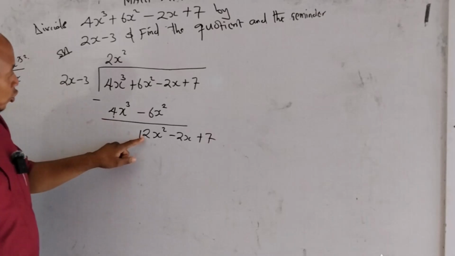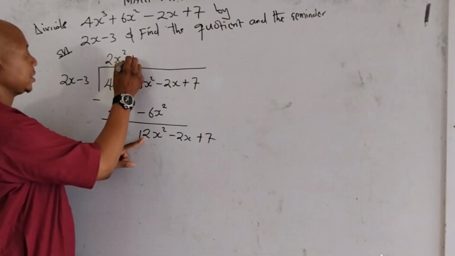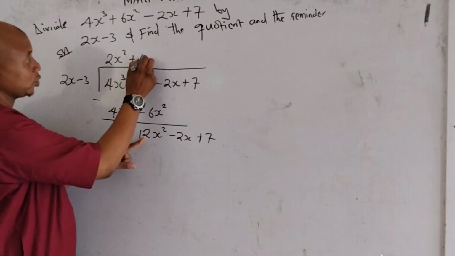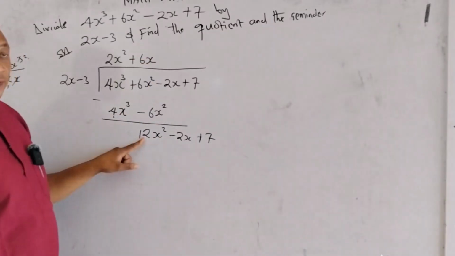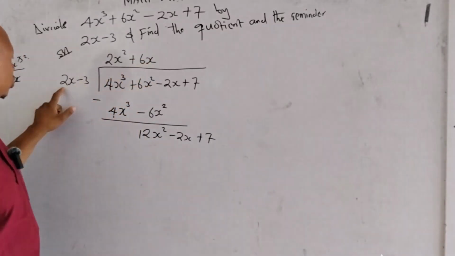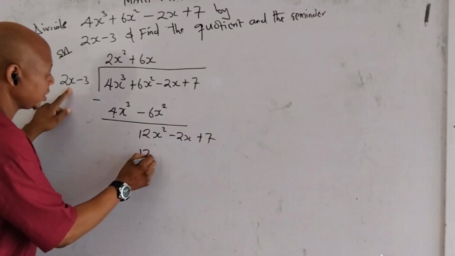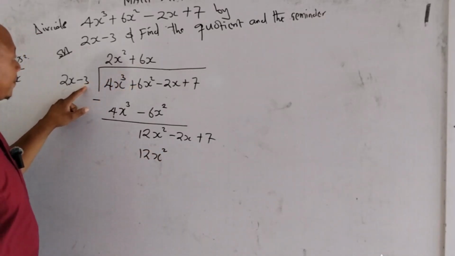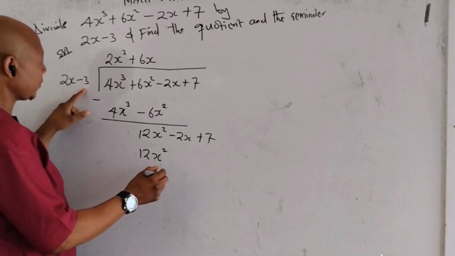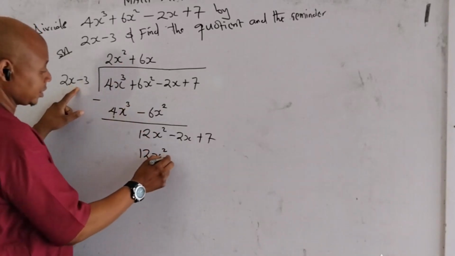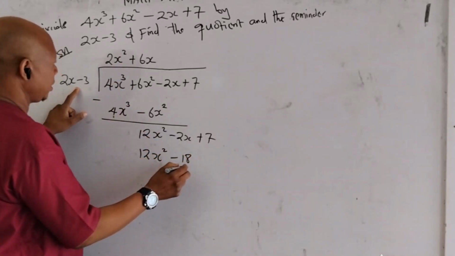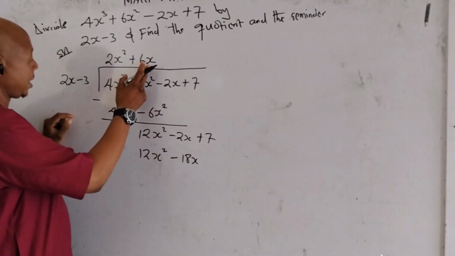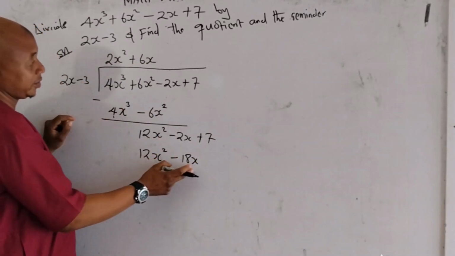2 will go into 12 6 times, so I have plus 6. Remove 1x from this x squared, will be left with only 1x. So I have 6x. So now 6x times 2x will have 12x squared. 6x times 3, 6 times 3 is 18, so plus times minus is minus. We have 18x, right? So 6x times minus 3, we have minus 18x.